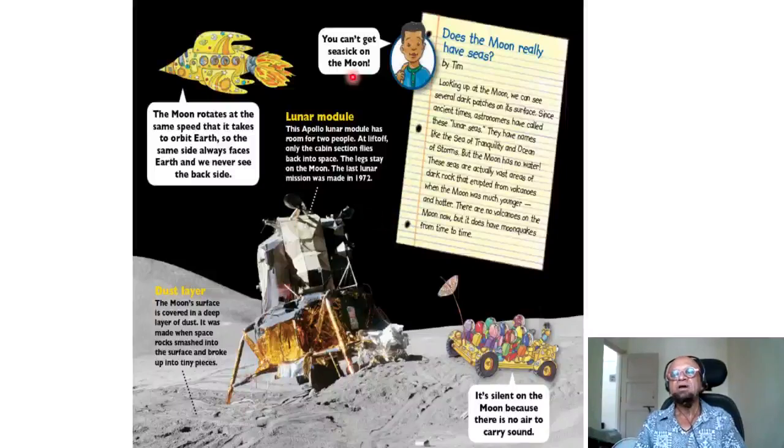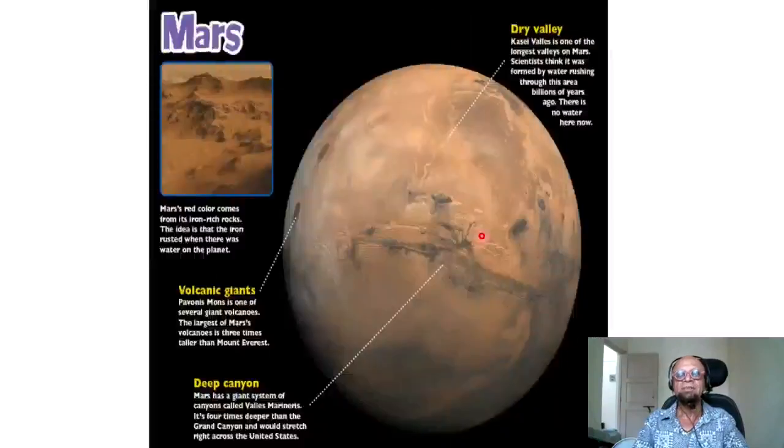Okay, why can't you get seasick on the moon? Tim says, looking up at the moon, we can see several dark patches on its surface since ancient times. Astronomers have called these lunar seas. They have names like the Sea of Tranquility and Ocean of Storms, but the moon has no water. These seas are actually vast areas of dark rock that erupted from volcanoes when moon was much younger and hotter. There are no volcanoes on the moon now, but it does have moonquakes from time to time, like the earthquakes.